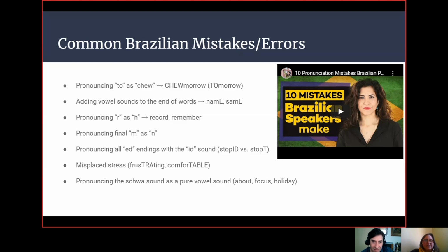And the last one is with the schwa sound. Many students use the pure vowel sounds. So students will say "about" instead of "about," or "focus" instead of "focus," or "holiday."